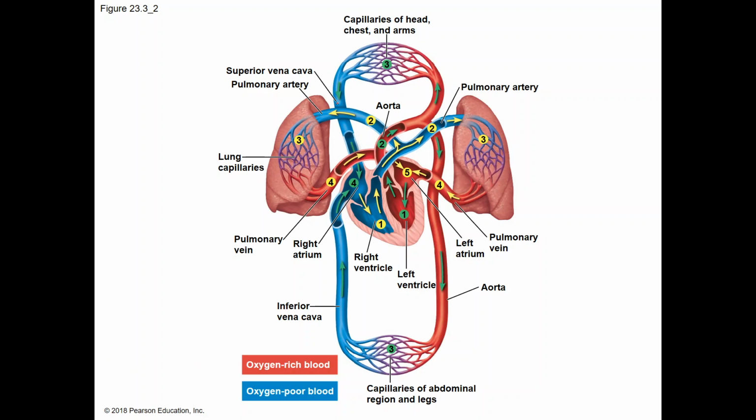Blood drains into the heart through what we call the superior vena cava that flows into the right atrium, and then there's this valve that allows it into the right ventricle. That's how blood is draining from the capillaries of the chest and head. The blood from the capillaries of the abdominal region and the legs is carried back to the heart through the inferior vena cava.